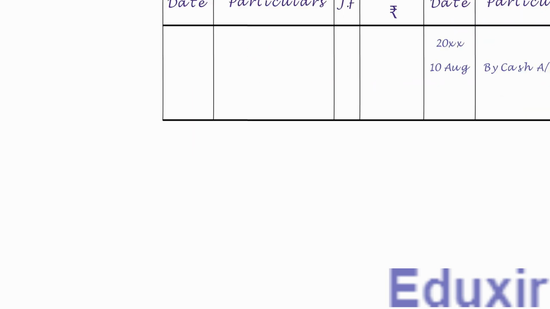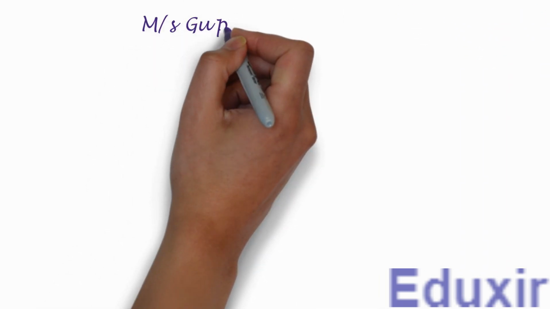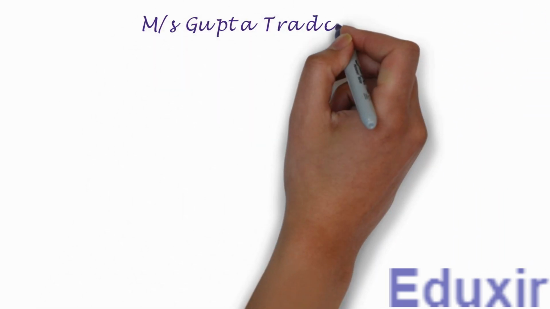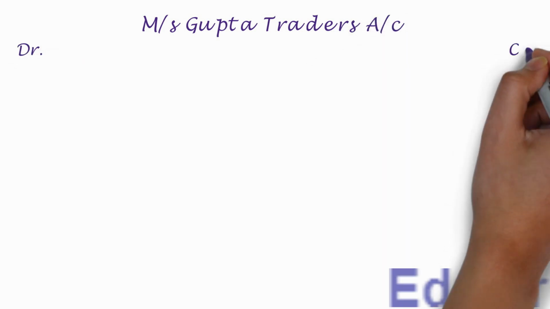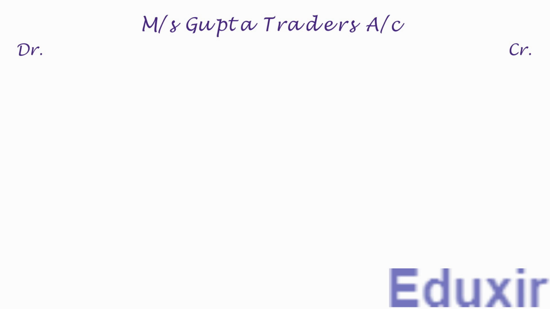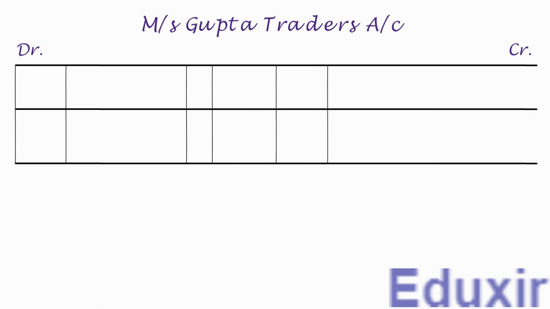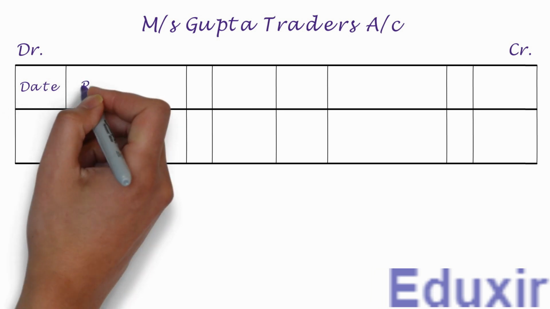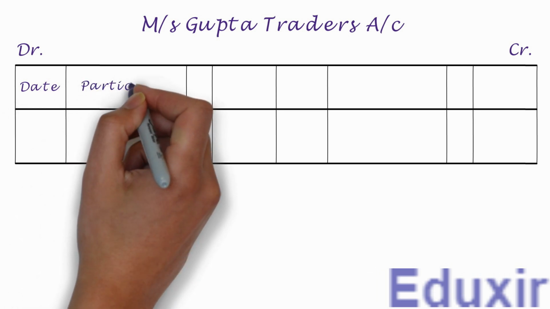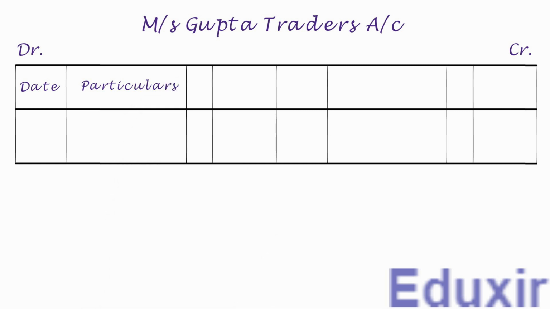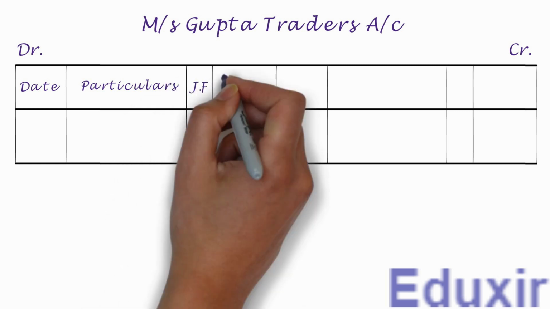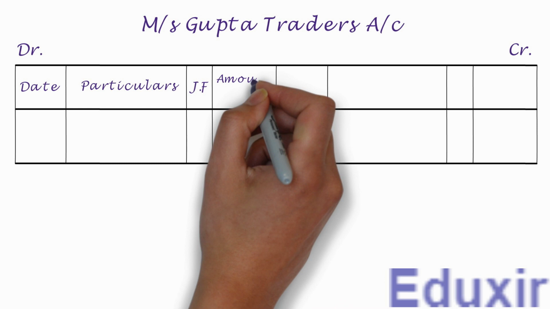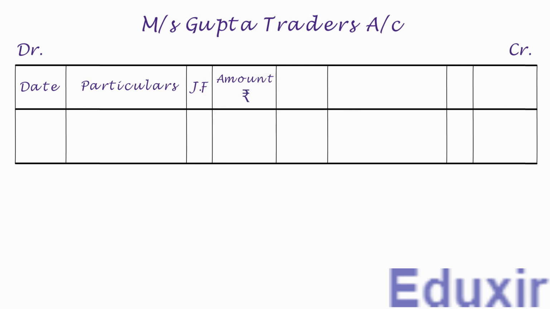Let us first write the title as Messrs. Gupta Traders account. Let us then write the headers DR and CR to designate the debit and credit sides respectively. Let us now have the column headings for date, particulars, journal folio and amount in rupees on the debit side. Let us have the same columns on the credit side also.